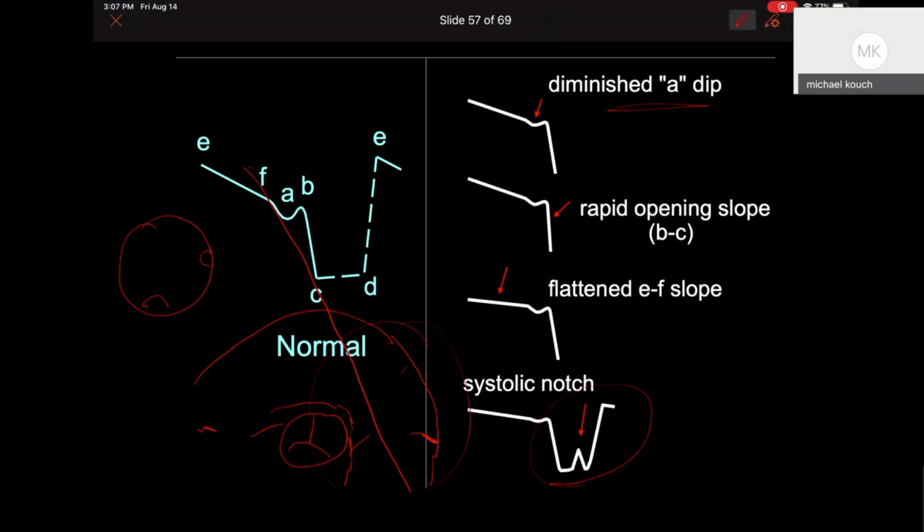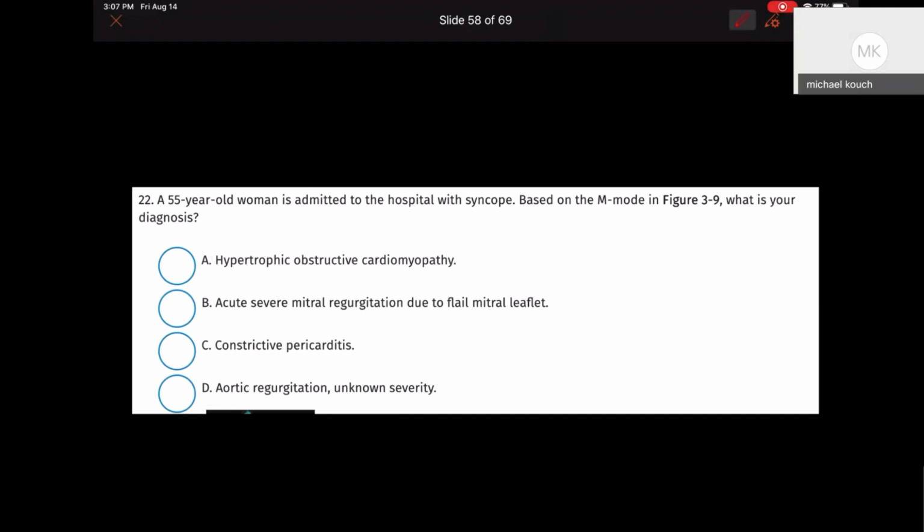It's a really important view to be able to obtain, and certainly it's much easier to obtain in your transesophageal view, right? This is your right ventricular outflow tract view, and you rotate a little bit more and you see your main point. A 55-year-old woman is admitted to the hospital with syncope. Based on M mode, which is your diagnosis?